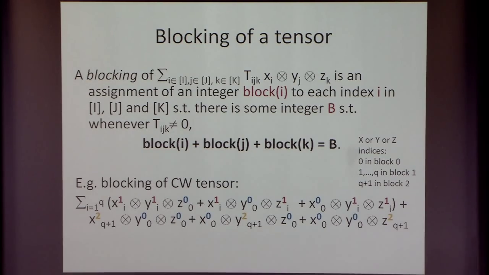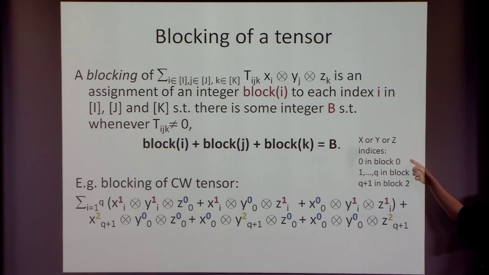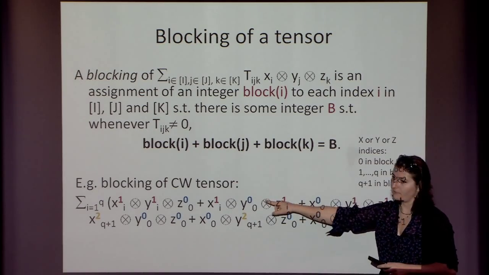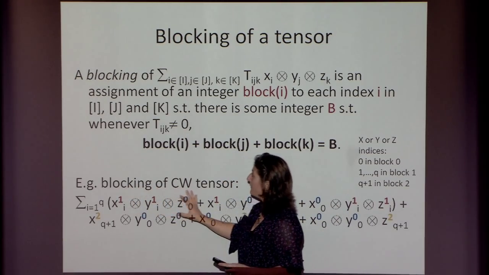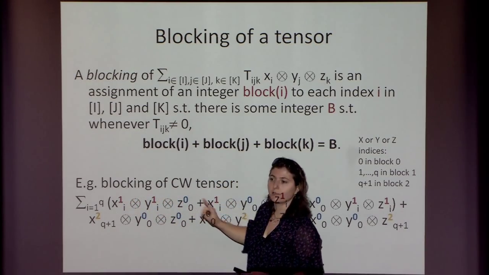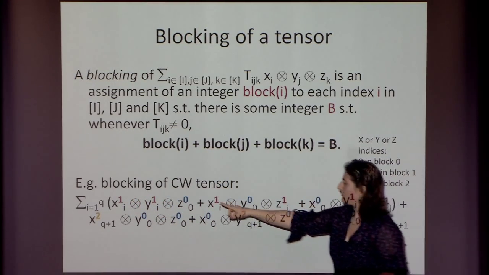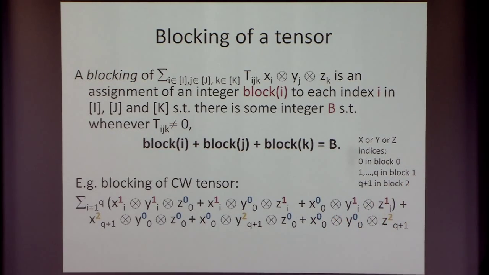So here's an example of the CW tensor. I can place any variable with a 0 index in block 0, a variable with an index q plus 1 in block 2, and all the others in block 1. And then let me just write the block numbers above the variables. Then you will see that for any triple here that corresponds to a place where Tijk is non-zero, the sums of the blocks is exactly 2. So 1 plus 1 plus 0 is 2, and 0 plus 0 plus 2 is 2. And so this is a blocking of the CW tensor.